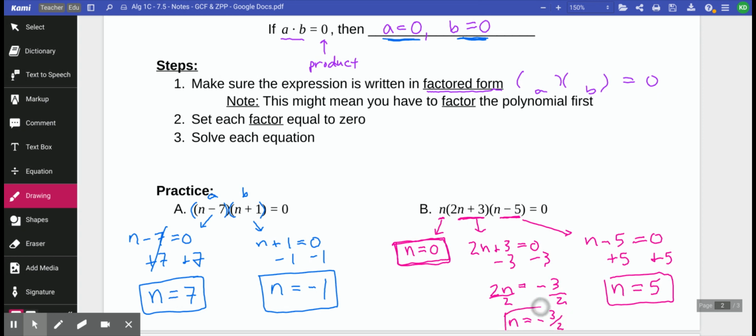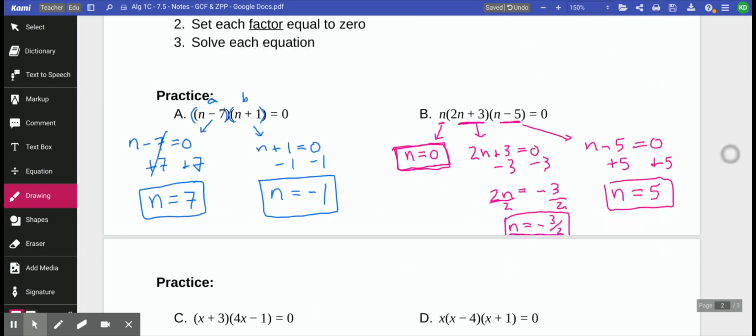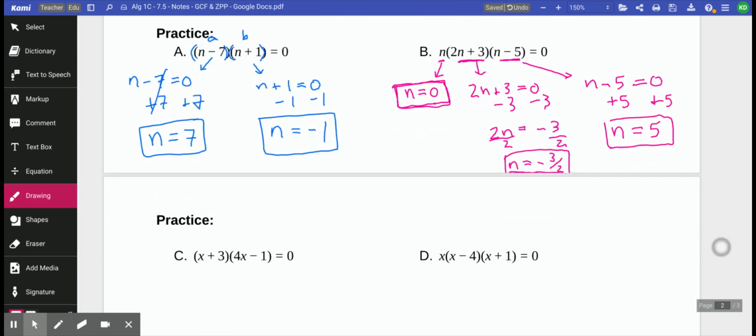-3/2 is my last solution. So -3/2. -3/2. -1.5. Same idea. But I had 1, 2, 3 solutions for that one. All right, so let's do some more practice here.